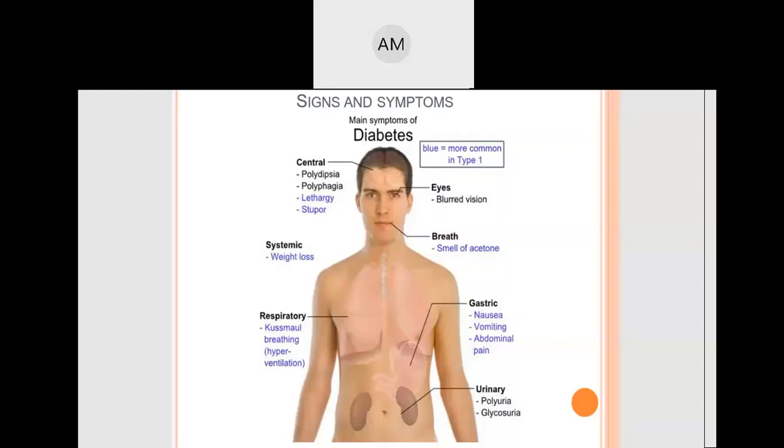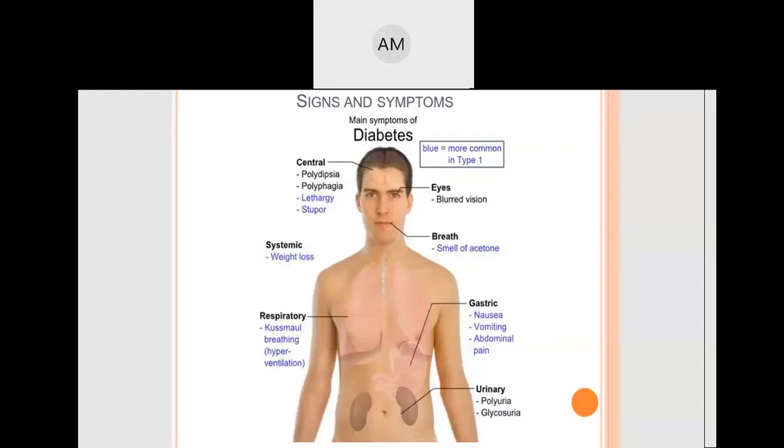In systemic, there is weight loss. Why does the weight loss happen? See, when there is glucose inside the blood and it cannot be used up, the body continuously starts to send signals to the pancreas to start giving insulin so that there is glucose absorption. But when there is no glucose absorption, the body moves to its next source of energy, which is fats. Okay, so when the body doesn't get glucose for a long time, it starts the breakdown of fats.